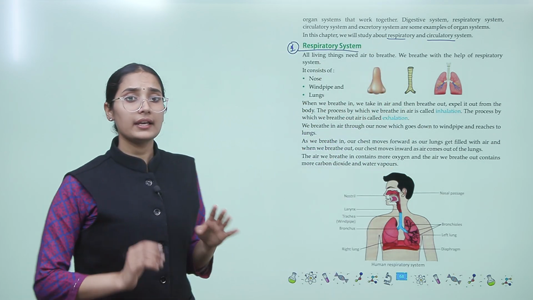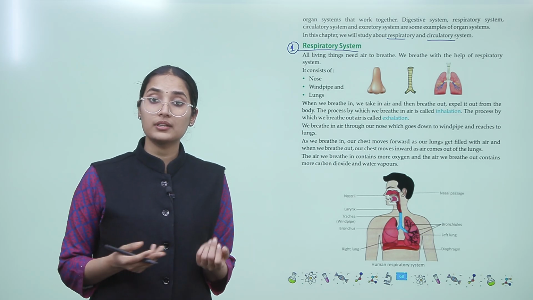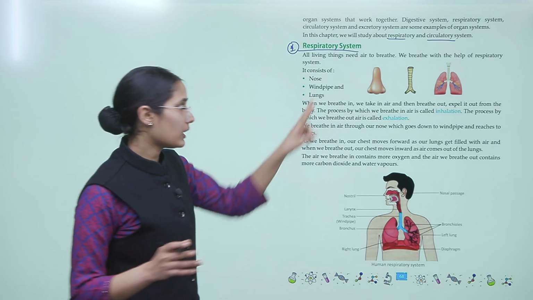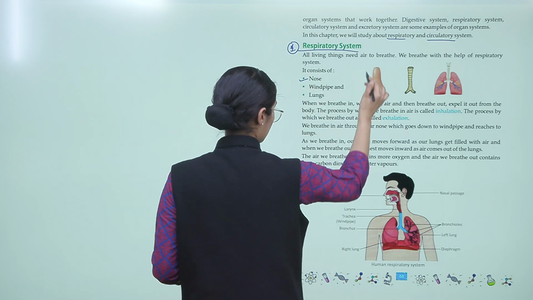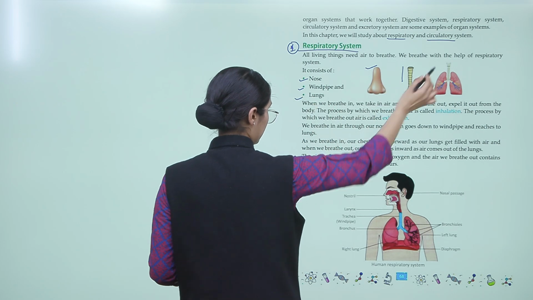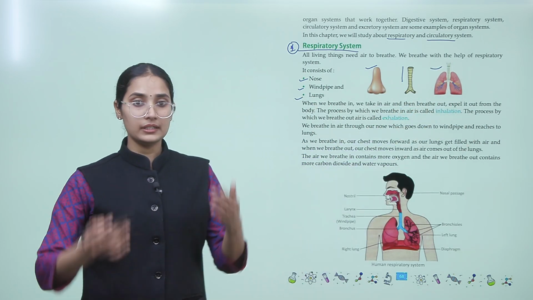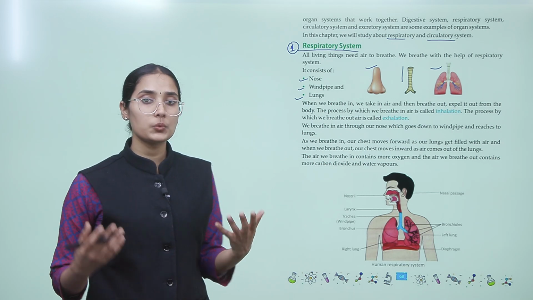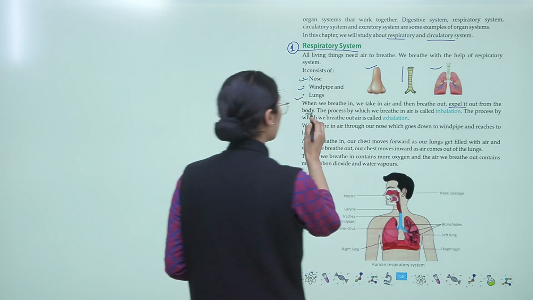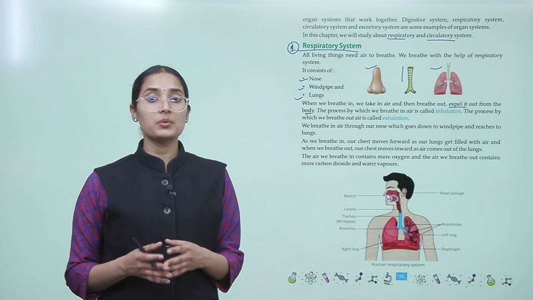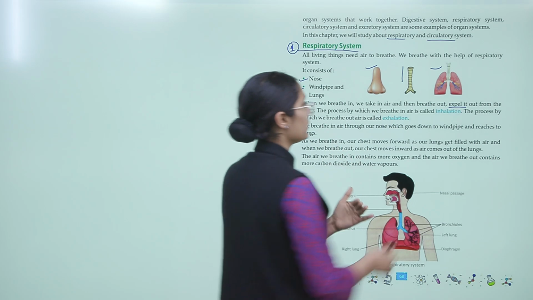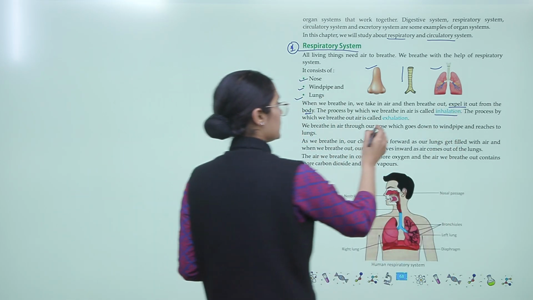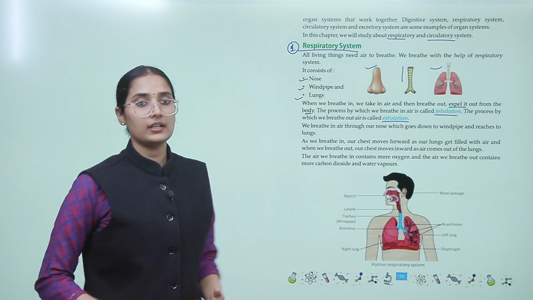All living things need air to breathe. We also need oxygen to breathe. Animals need oxygen to breathe. We breathe with the help of the respiratory system, which consists of the nose, windpipe and the lungs. When we breathe in, we take in air, and when we breathe out, we expel it from the body. The process by which we breathe in air is called inhalation. The process by which we breathe out, exhaling air, is called exhalation.